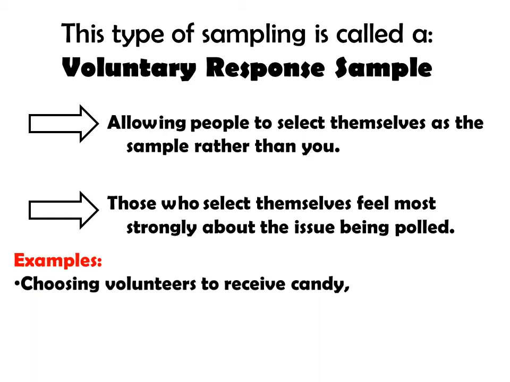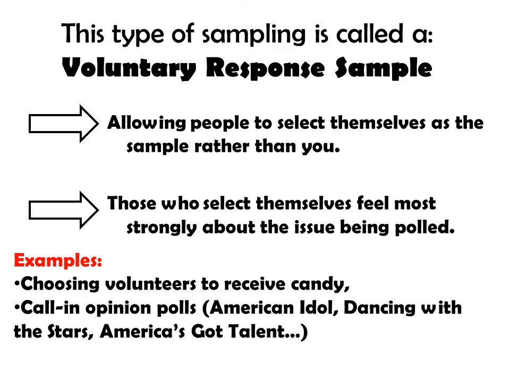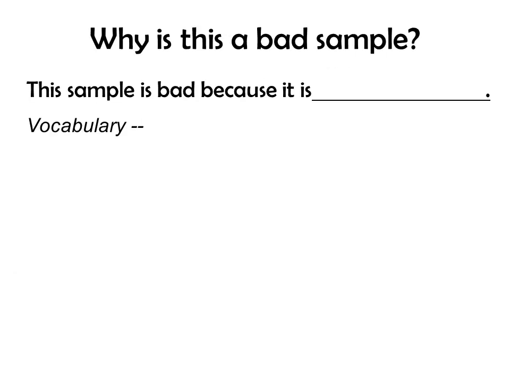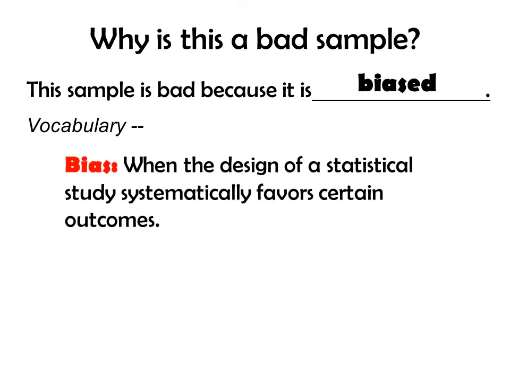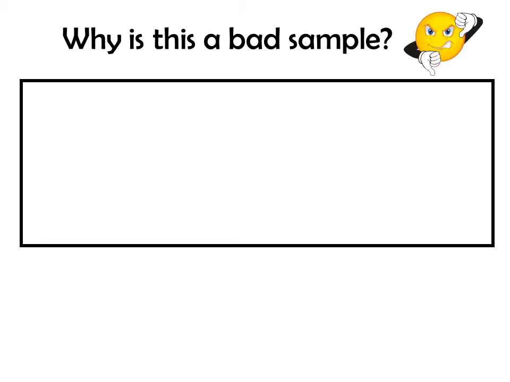Other examples would be choosing volunteers to receive candy. Again, the keyword is volunteering. And those call-in opinion polls that you see in American Idol, Dancing with the Stars, and America's Got Talent are all examples of a voluntary response sample. So why is this a bad sample? The sample is bad because it has bias. Bias is when the design of a statistical study systematically favors certain outcomes.